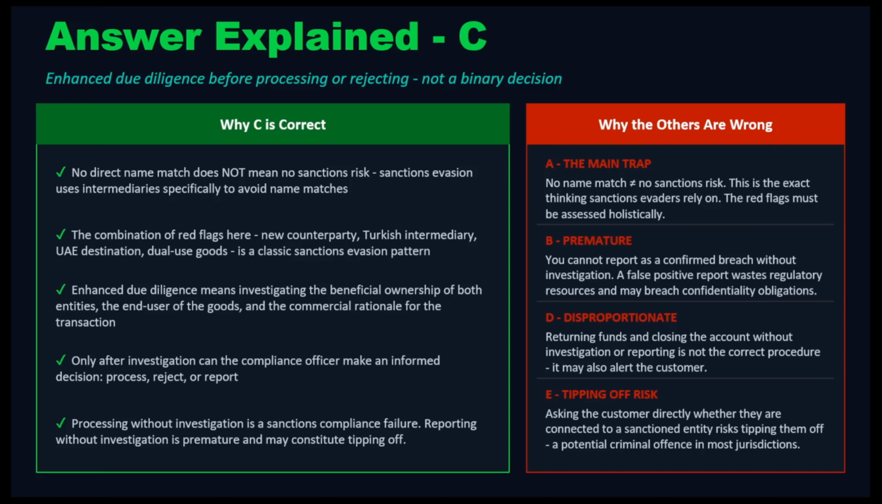So for you to remember in the exam one more time, no name match does not mean no sanctions risk. Assess red flags holistically, investigate before processing or reporting. Let's look into the next slide for more details.